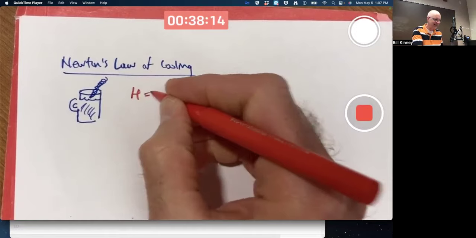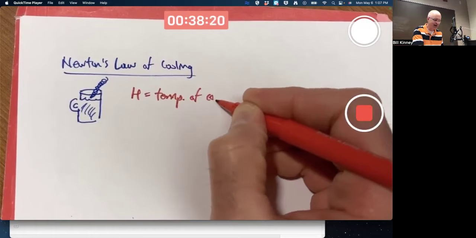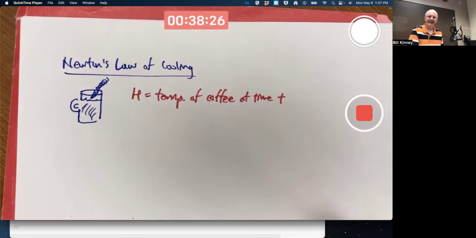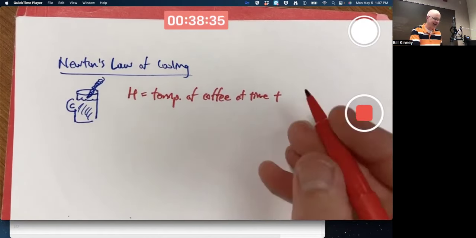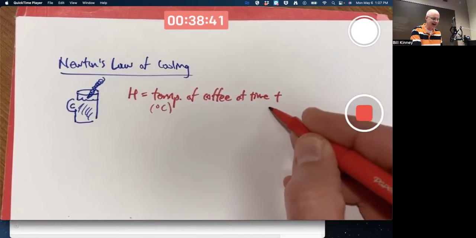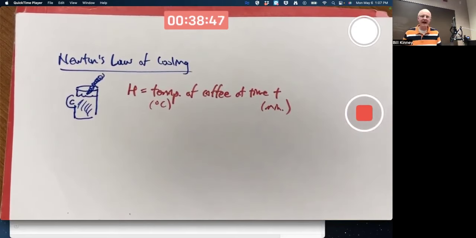We could let H be the temperature of the coffee. I'll call it coffee, but it could be something else. At time t. H for hot. You gotta humor yourself in some way. So H is for hot. Heat, hot temperature of coffee at time t. You gotta specify units, like degrees Celsius or something, and time is like minutes, say. Of course, we could use degrees Fahrenheit or even Kelvin. Chemists would all say, yes, use Kelvin. And the rest of us would say, oh, no, I prefer Fahrenheit or Celsius.